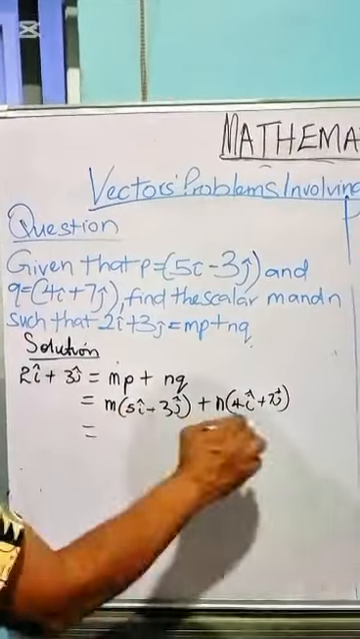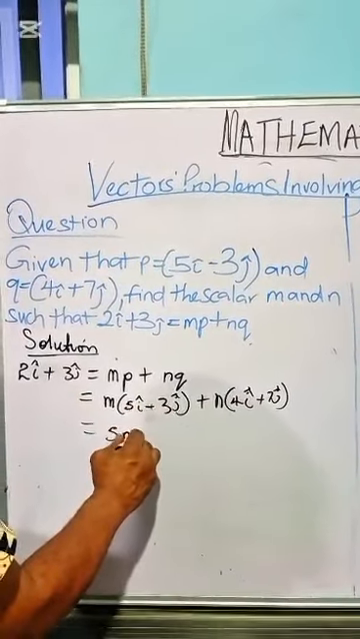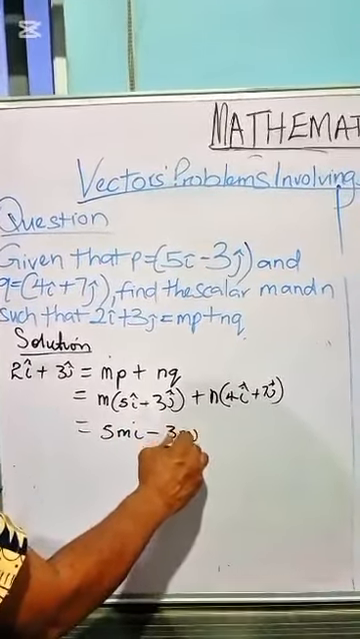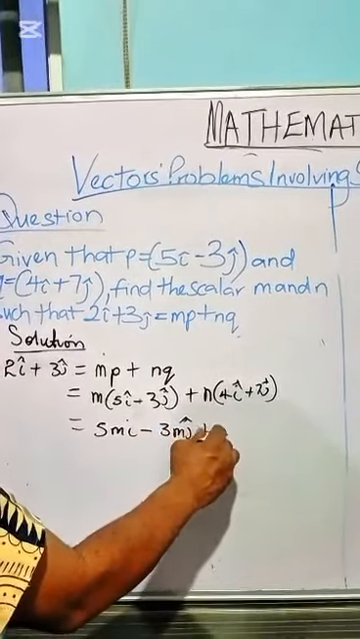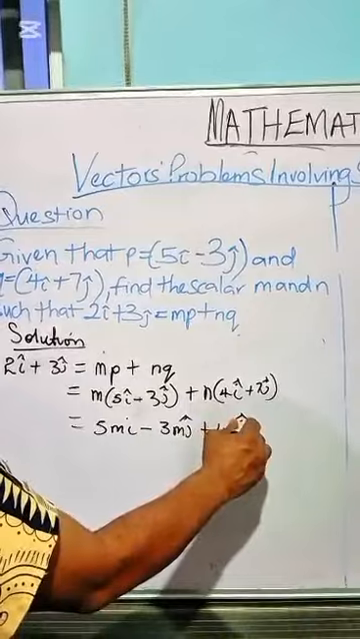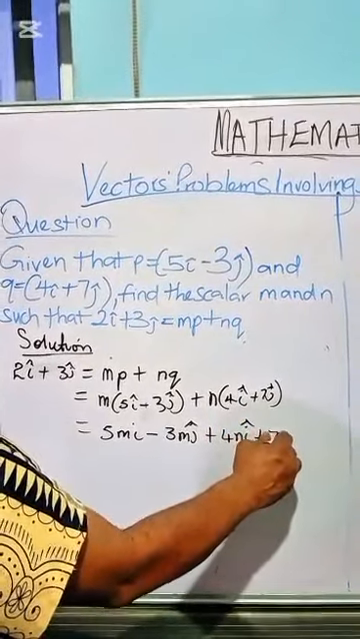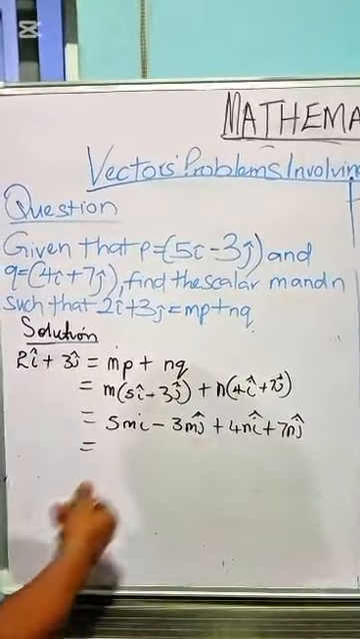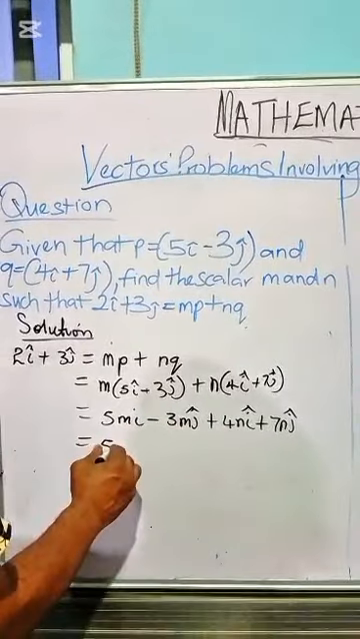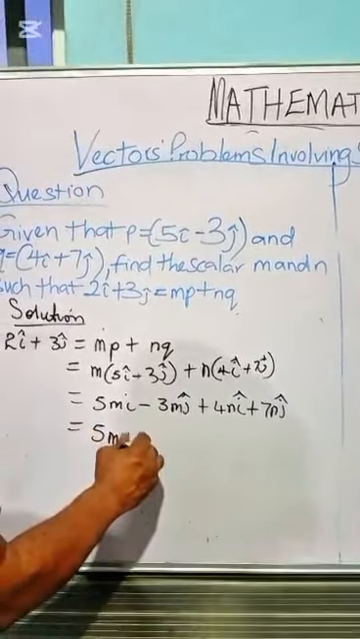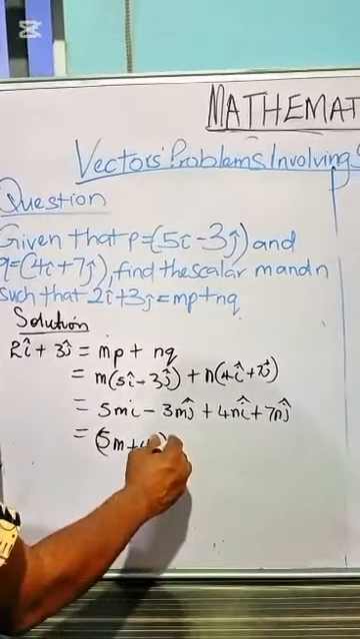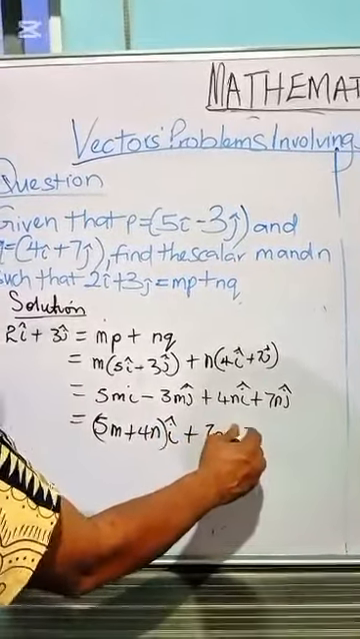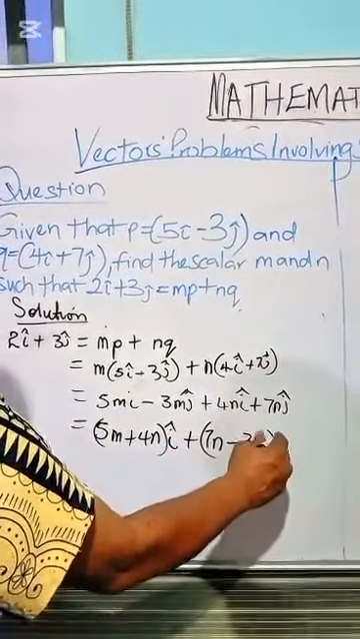Then we expand the bracket to have 5m i hat minus 3m j hat, then plus 4n i hat, and then plus 7n j hat. That will give us the possibility of collecting like terms. Let's bring all the i's together. So we have (5m plus 4n) of i hat, then plus (7n minus 3m) of j hat.